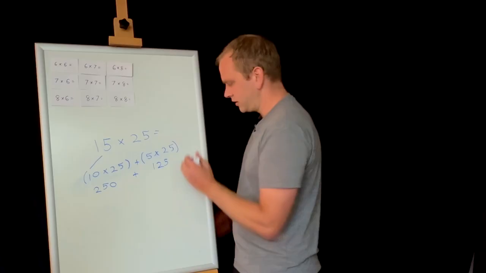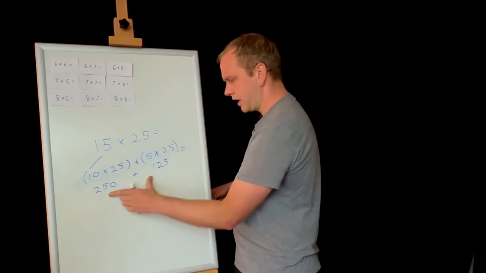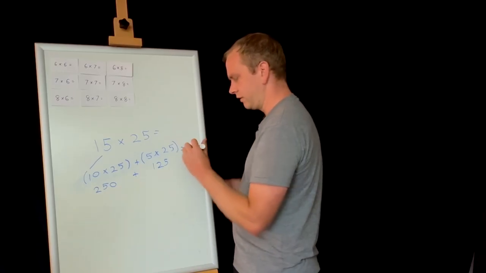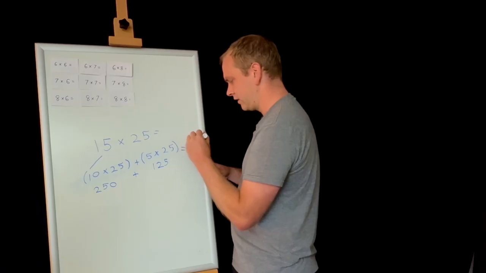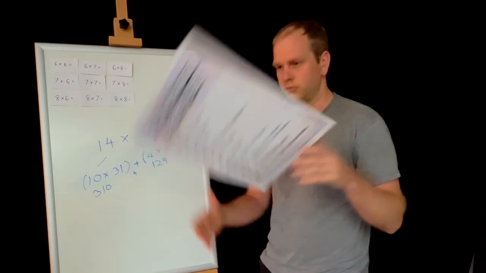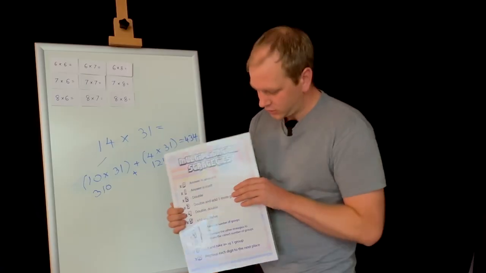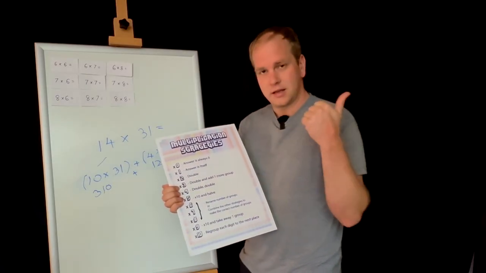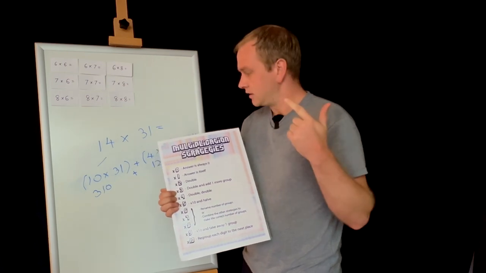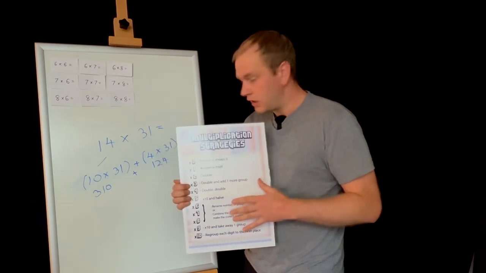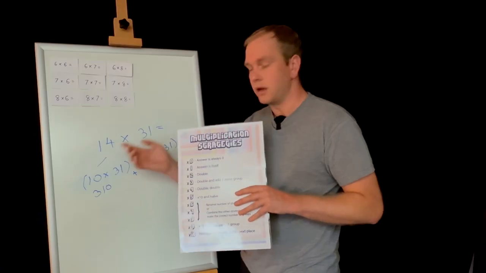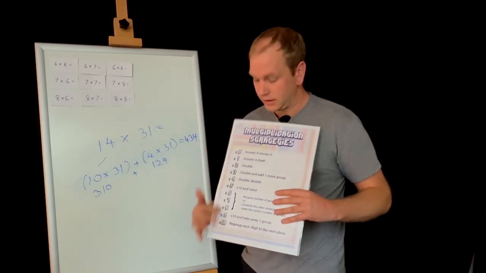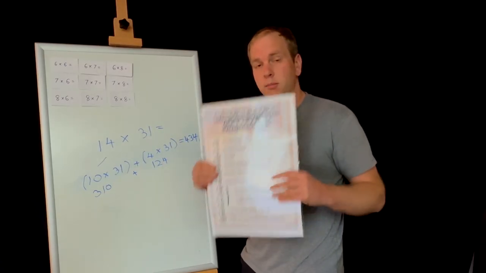Now I'll just add those two together. So we'll have 350, 60, 75. 375. And that's what I love about these strategies. Once you've got them and understand them, and you understand the commutative property and the distributive law, they are so versatile and can be extended well beyond just your single digit by single digit multiplication.